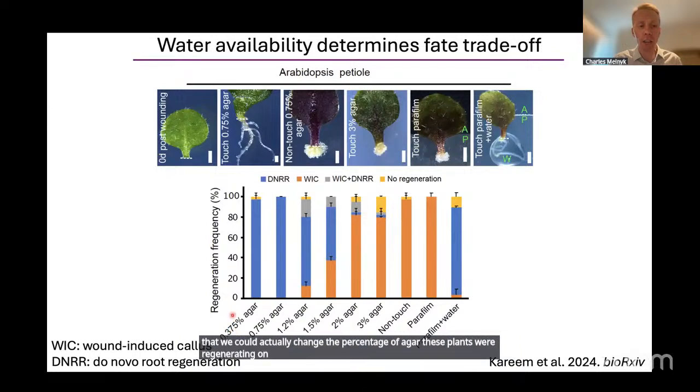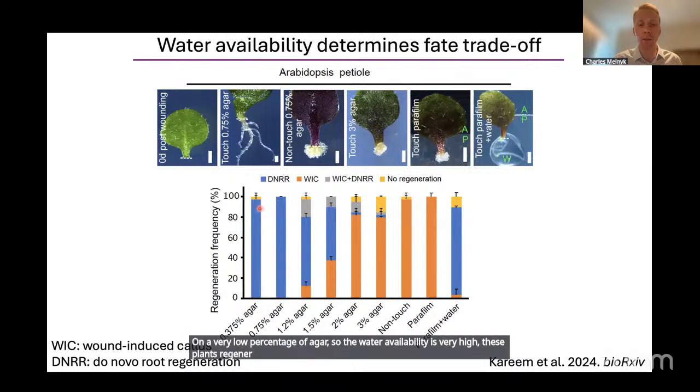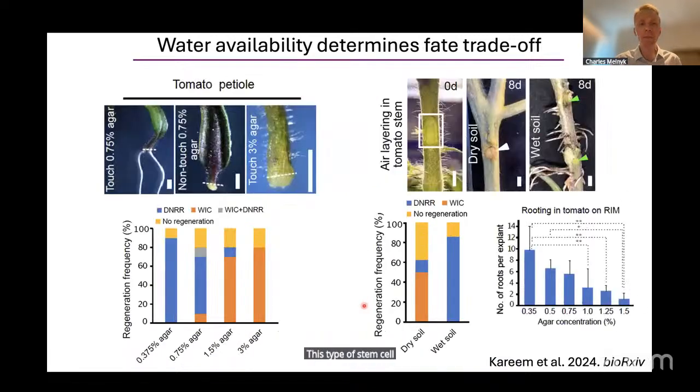When we regenerated cut plants on a very low percentage of agar, so the water availability is very high, these plants regenerated primarily roots. When we start to increase the percent of agar, so we go up to 2% agar or 3% agar, the water availability becomes very, very low. And in this case, the wound site now transitions from forming roots to forming this wound-induced callus, this type of stem cell.